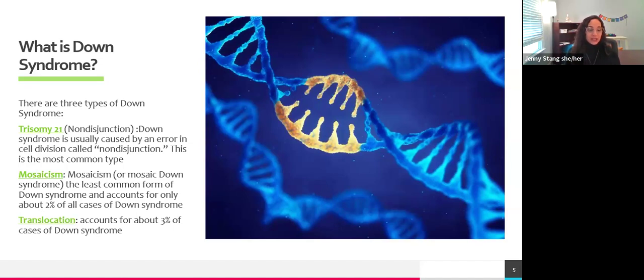In translocation, that accounts for about 3% of Down syndrome diagnoses. So it's a little more common than mosaicism, but it's not as common as trisomy 21. The total number of chromosomes in the cell still remains 46. However, an additional full or partial copy of chromosome 21 attaches to another chromosome, usually chromosome 14. And the presence of an extra full or partial chromosome 21 causes the characteristics of Down syndrome.